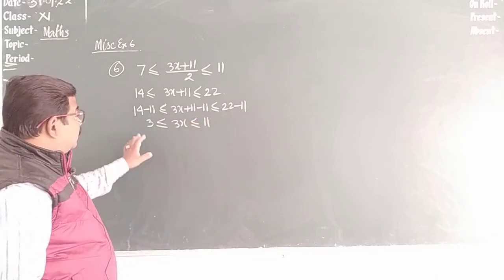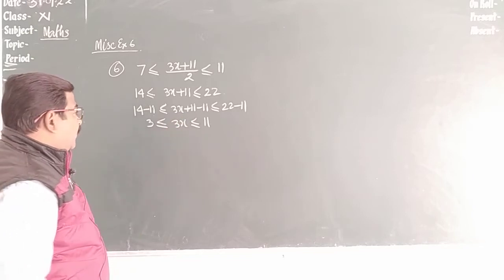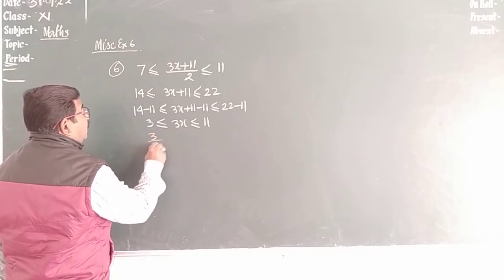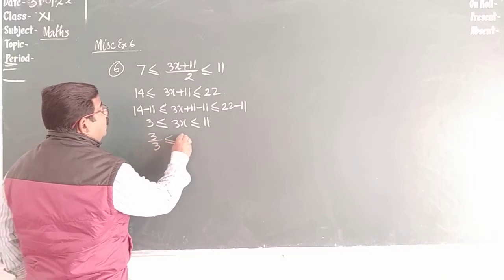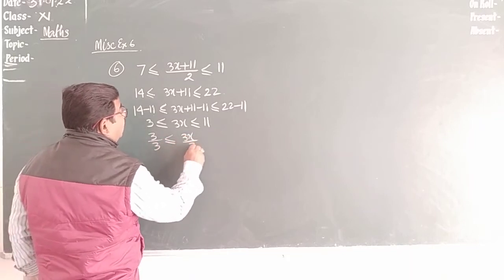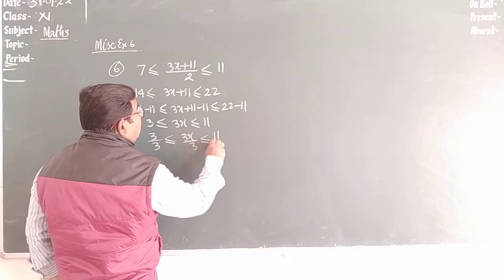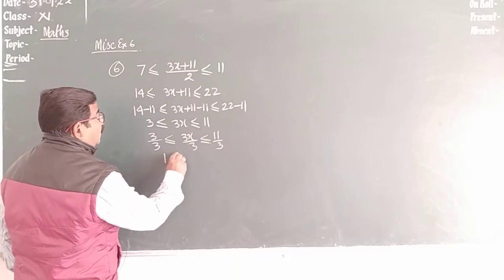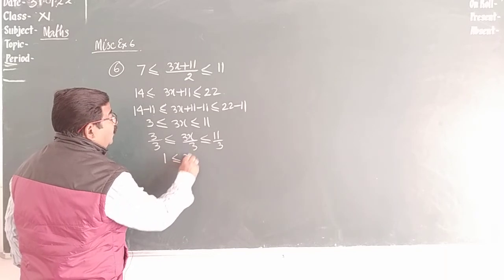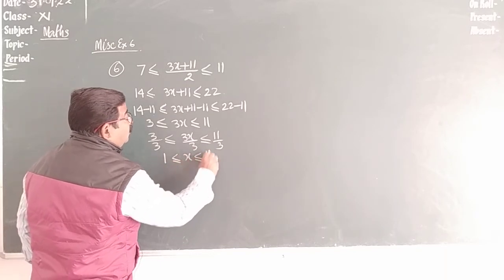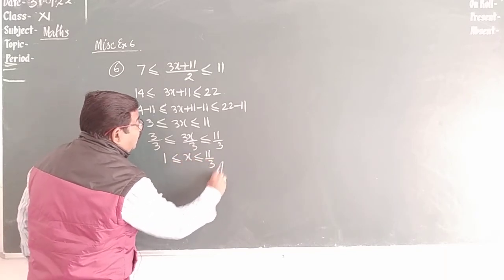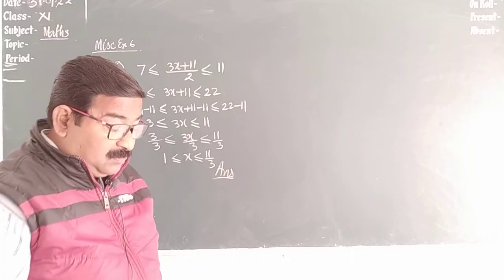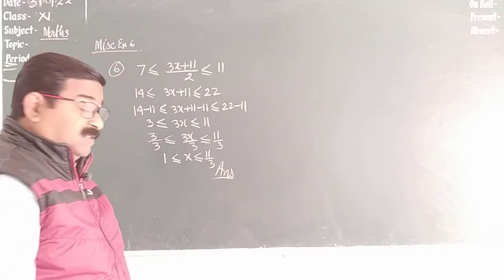Now divide this by 3 to get the value of x. So we can write 3 by 3 is less than or equal to 3x by 3 is less than or equal to 11 upon 3. So the answer is 1 is less than or equal to x is less than or equal to 11 upon 3. This is your answer to question number 6.